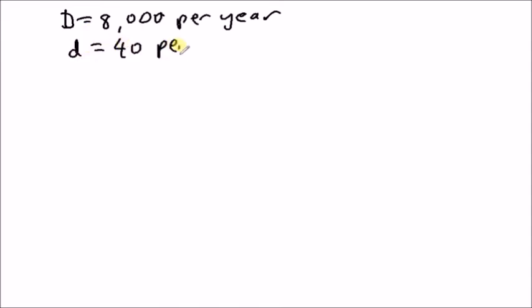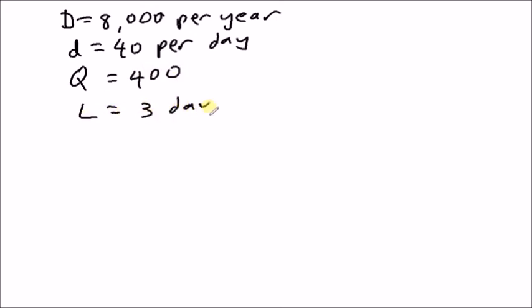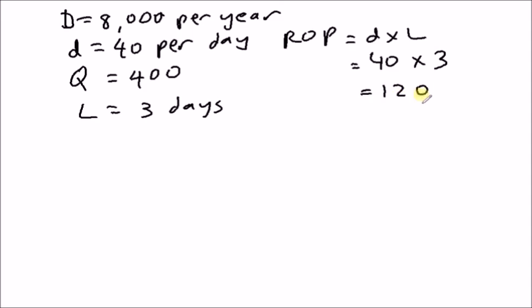The annual demand is 8,000 per year. The daily demand is 40 per day. The order quantity is 400. The lead time is 3 days. According to the formula, reorder point is D times L, or 40 times 3 equals 120.